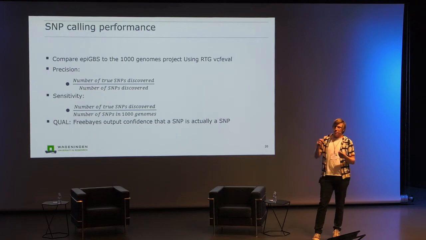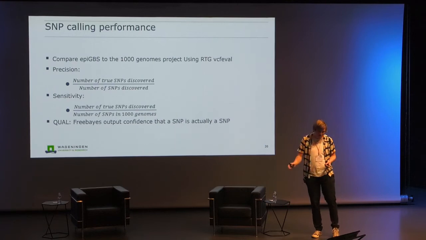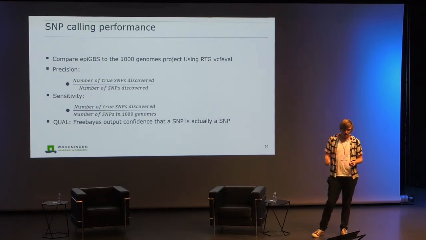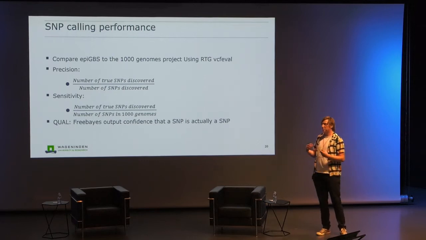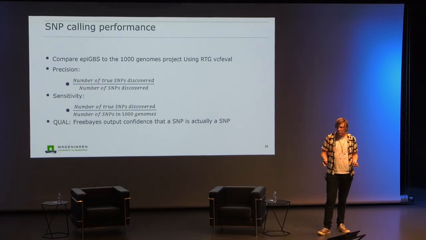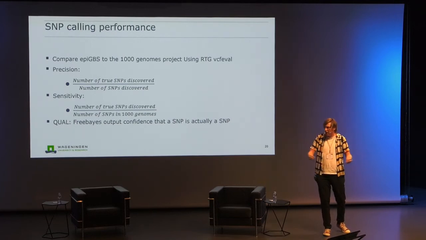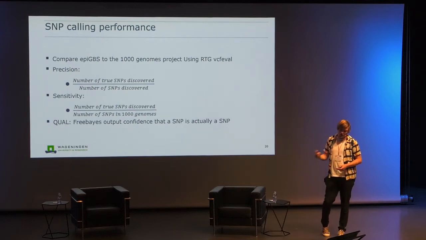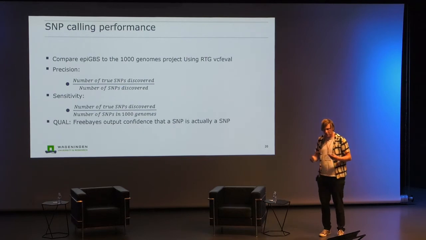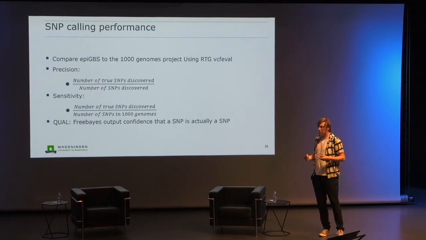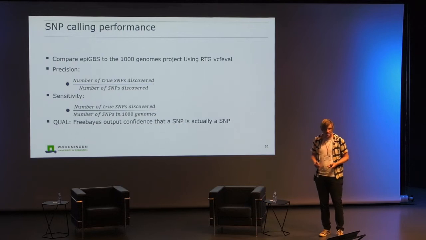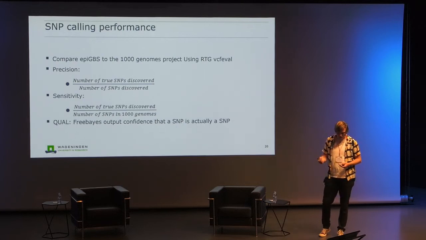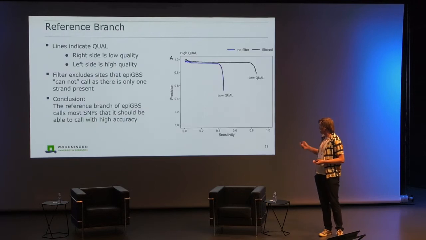So this is a measure of how many of the SNPs that you found are actually real SNPs. And then there's sensitivity, which is the number of true SNPs discovered divided by the number of SNPs in the 1001 genomes. So this is a measure of how well the pipeline performs to find SNPs. How many of the SNPs does the pipeline find? And then there's the quality, which is an output of freebase, and this is a confidence that freebase outputs to say how confident it is in the fact that a SNP is actually a SNP.